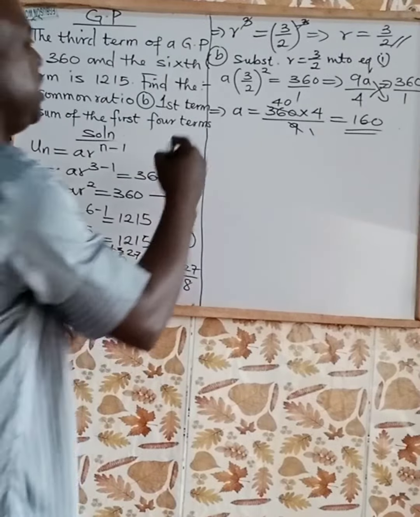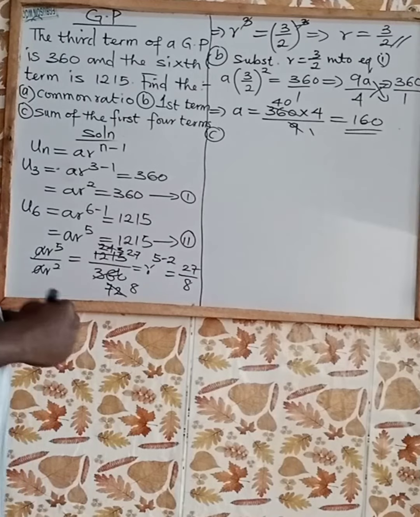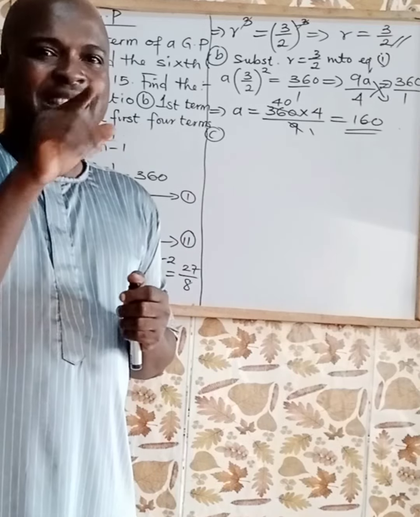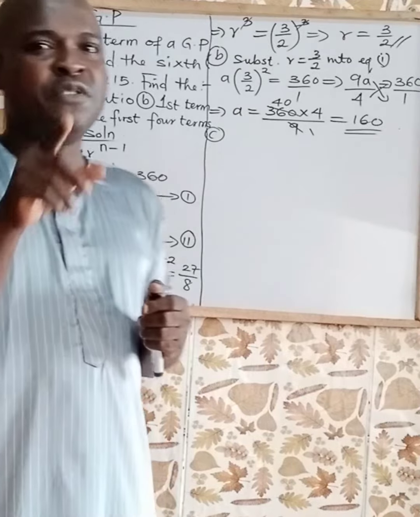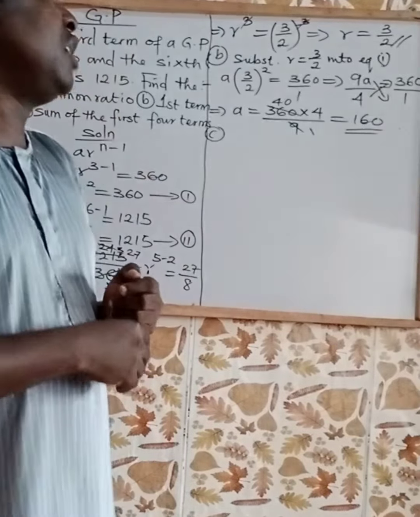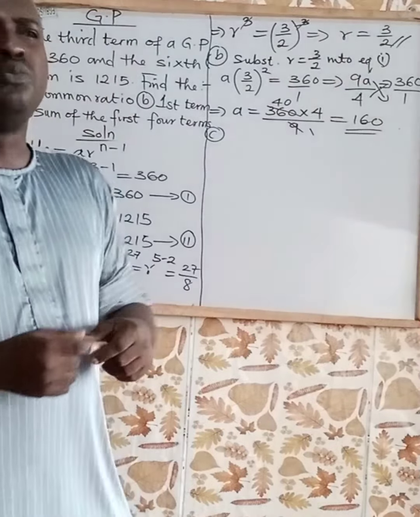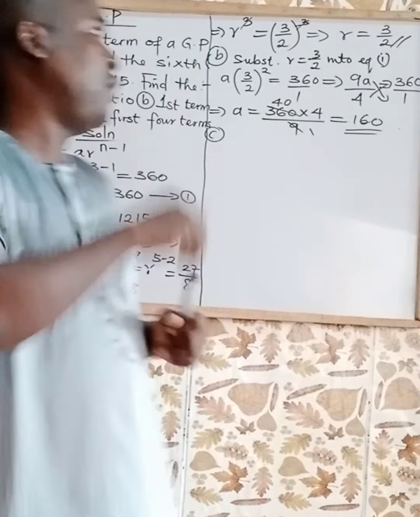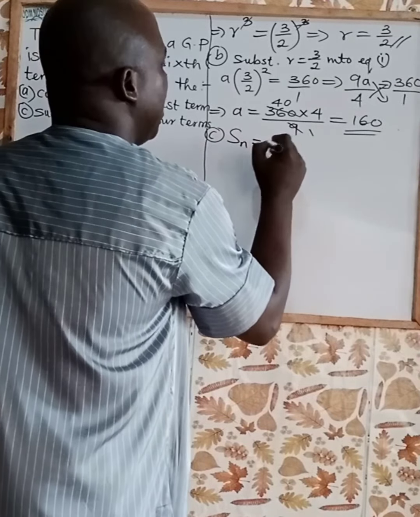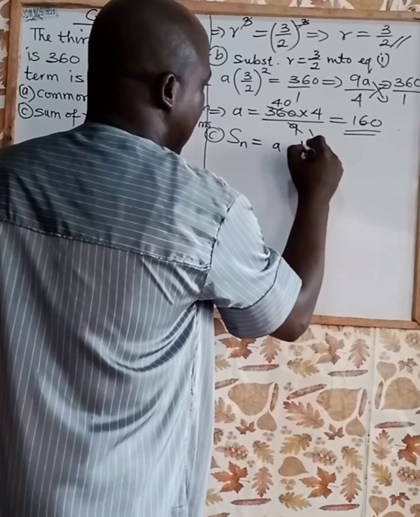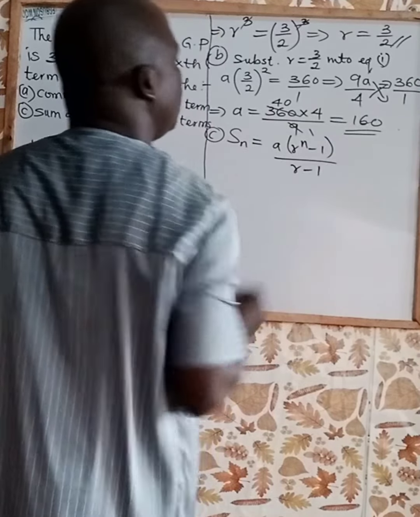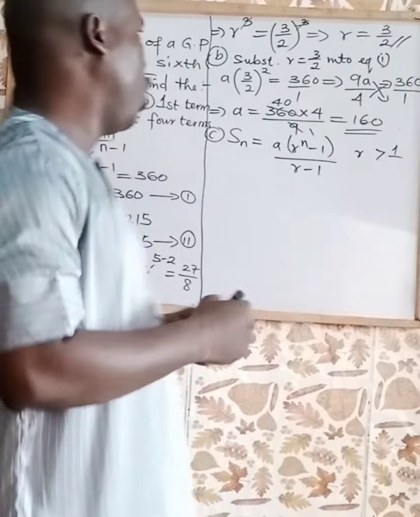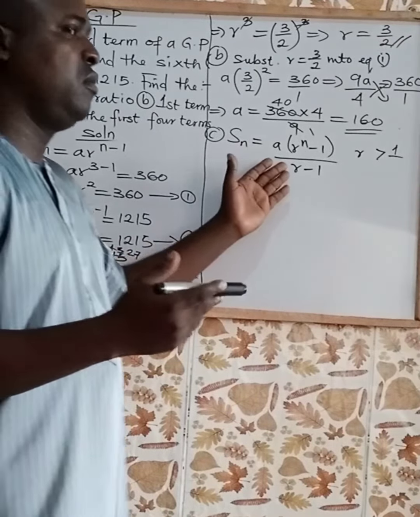We are now left with part C of the question, where we are asked to find the sum of the first 4 terms. And remember, to find the sum of n terms in a GP, you need to know the value of R so that you can know the formula to use. Our R is 3 over 2. Convert it to decimal, you are going to have 1.5, which is greater than 1. So the formula we are going to use, our Sn, will be A(Rⁿ minus 1) over R minus 1. You can only use this when R is greater than 1, and our R here is greater than 1. So you can now substitute the values of A and R into this equation.